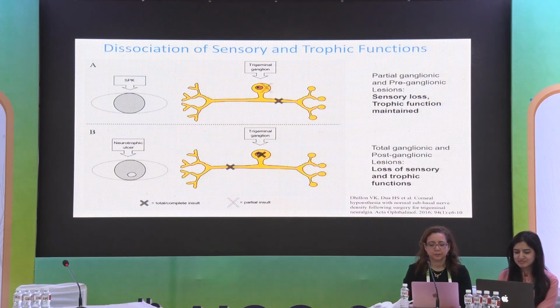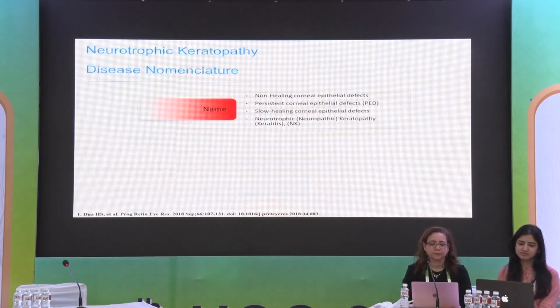But both of these patients will have very poor or limited or reduced sensation. So when the sensations are reduced, if you can get confocal microscopy done, you can see the plexus, you can say that the prognosis is good, but if there's no plexus, the prognosis is bad.